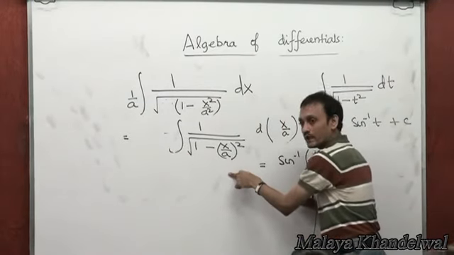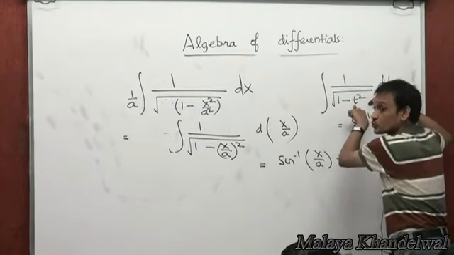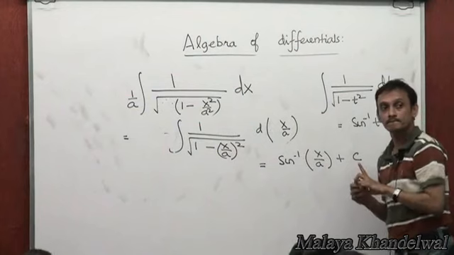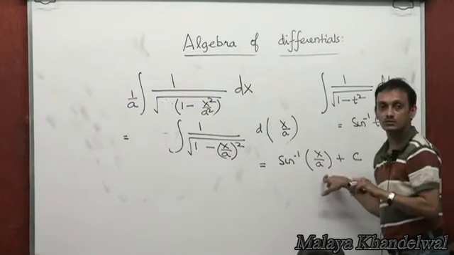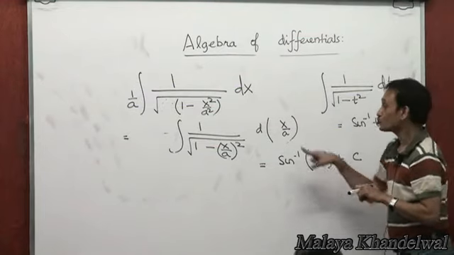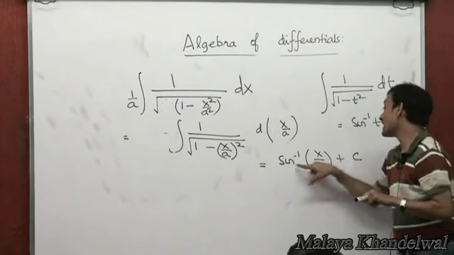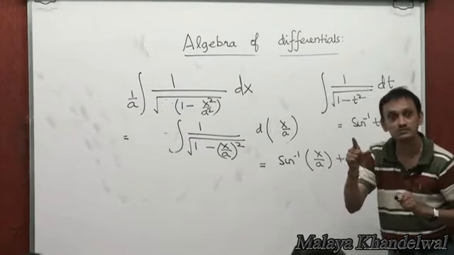So integral dt by root 1 minus t squared, that's sin inverse t plus c, right? Which is what I'm trying to do. So integral 1 by root a squared minus x squared is going to be sin inverse x by a plus c. Are you all there with me on this?